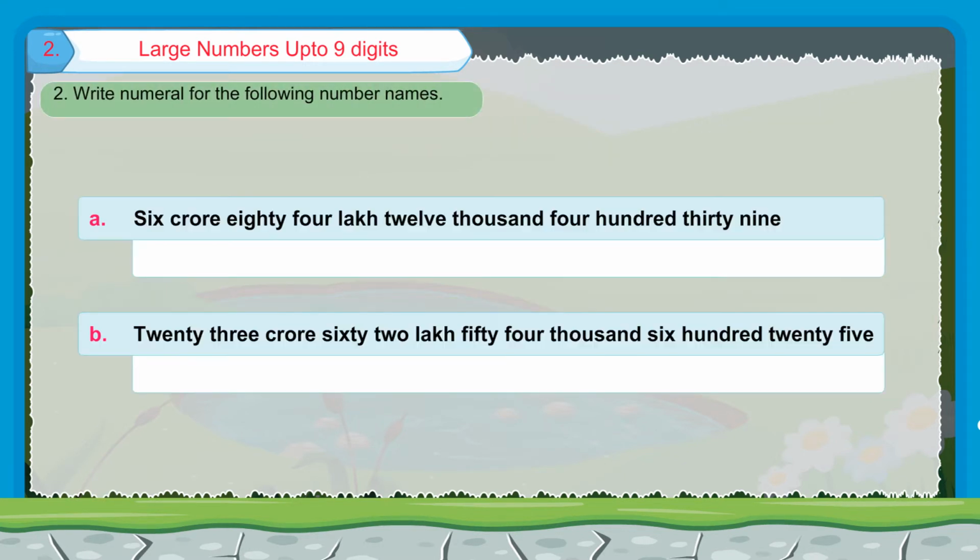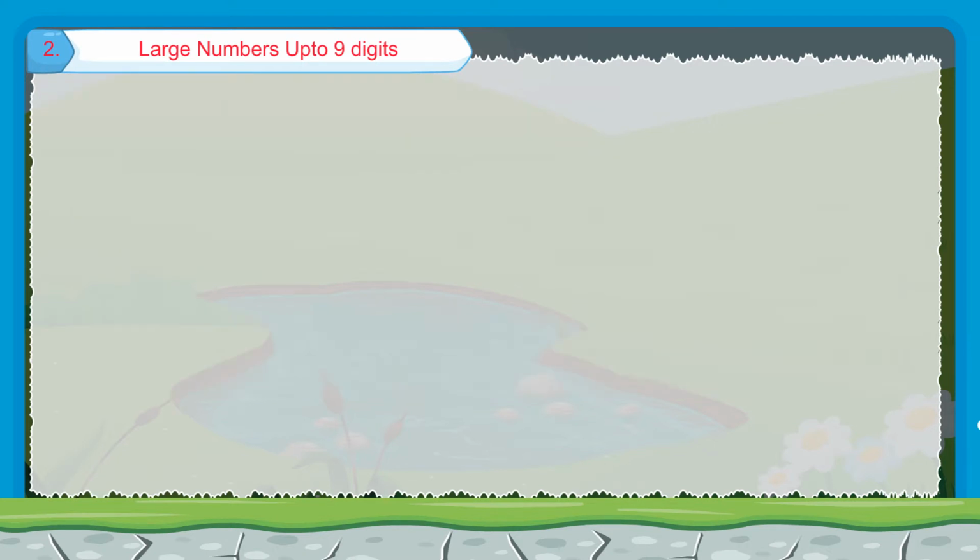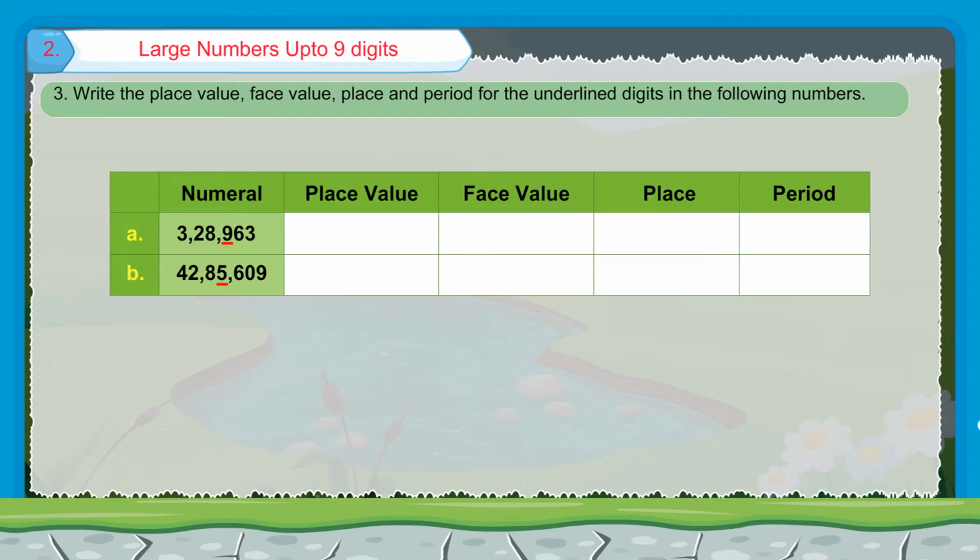Two, write numeral for the following number names. Three, write the place value, face value, place and period for the underlined digits in the following numbers.